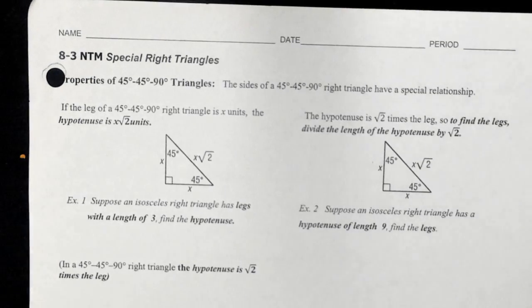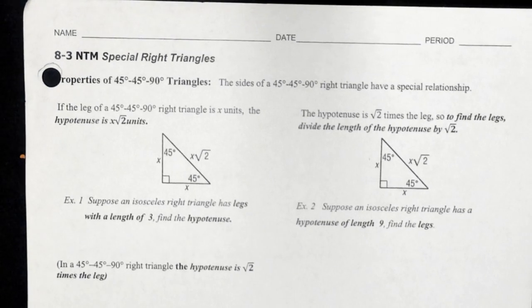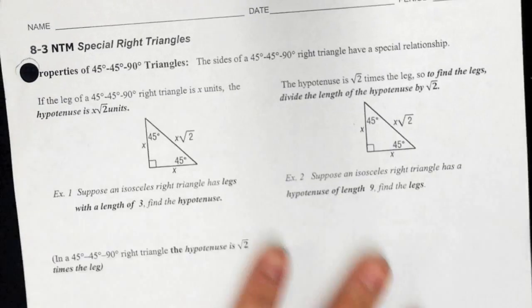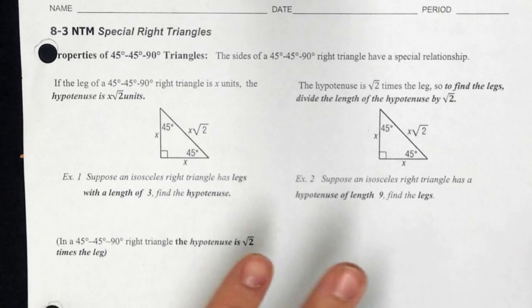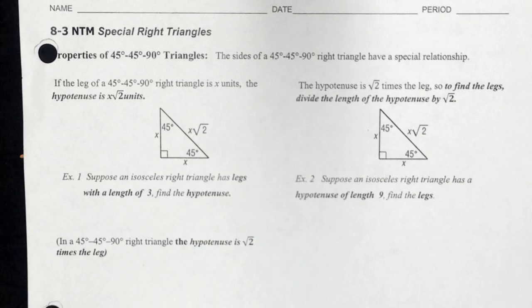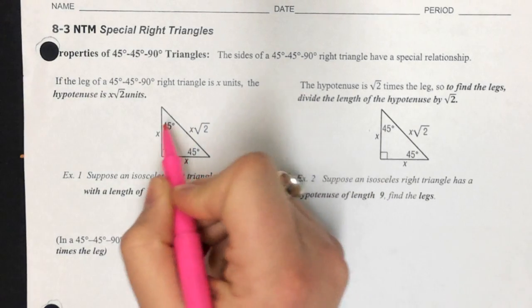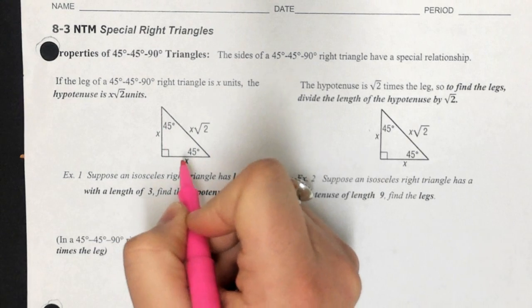Okay, so the first type of special right triangle is called a 45-45-90. They have a special relationship. What kind of triangle is a 45-45-90? It's a right triangle. Keep going. Isosceles. 45-45. So these two sides are always going to be the same thing.